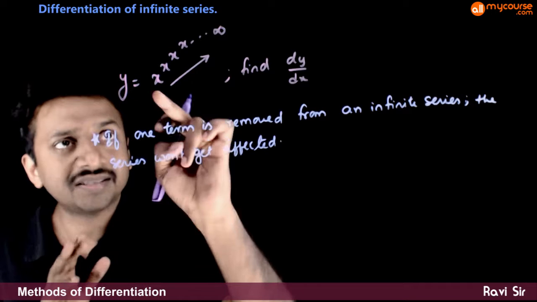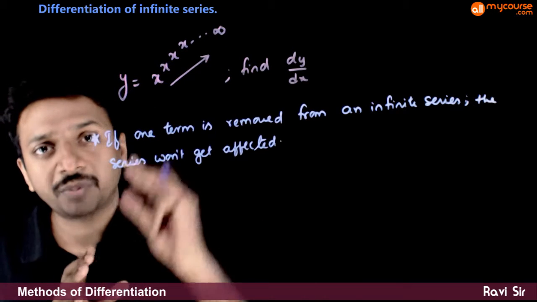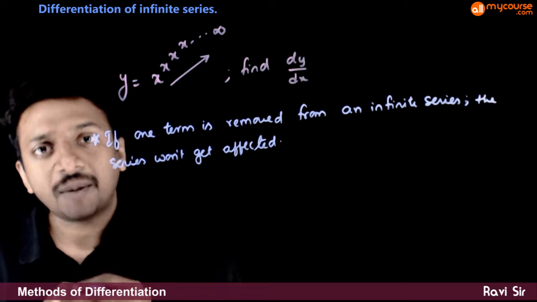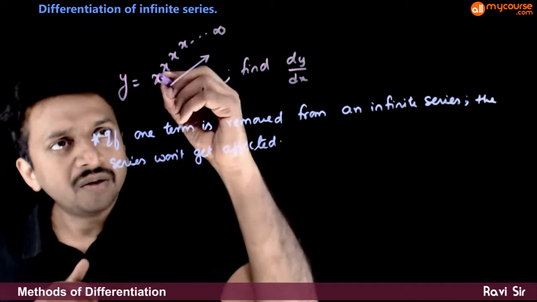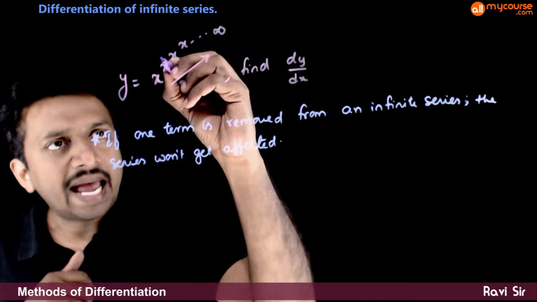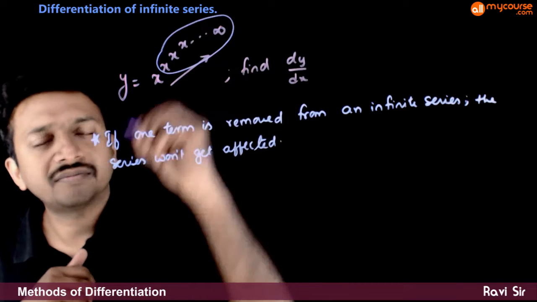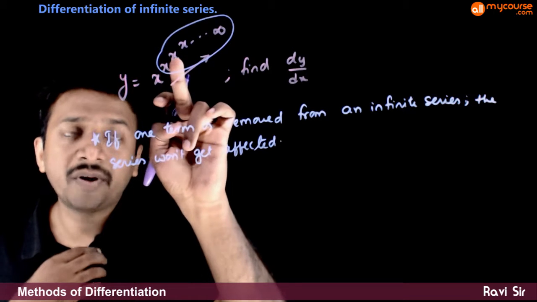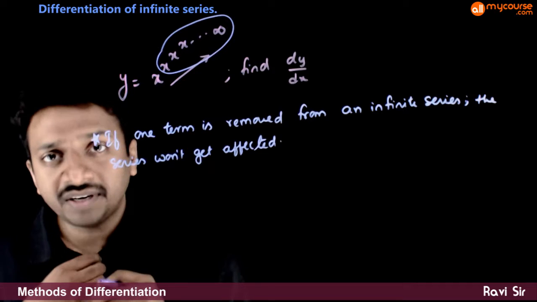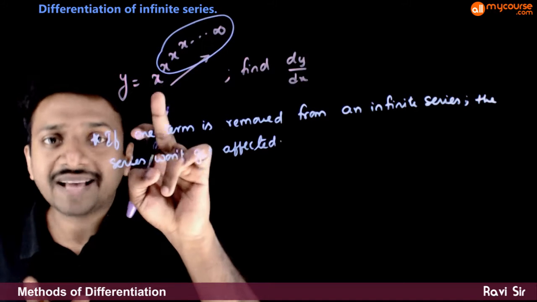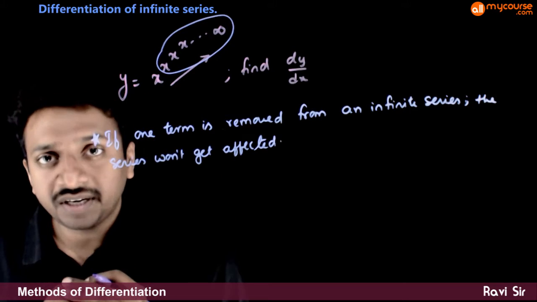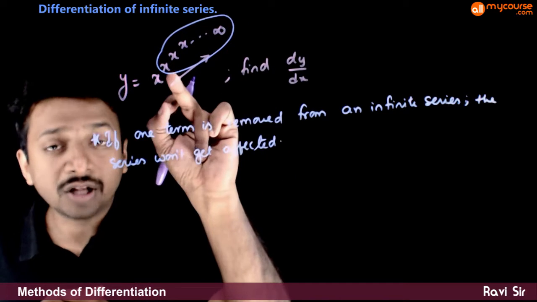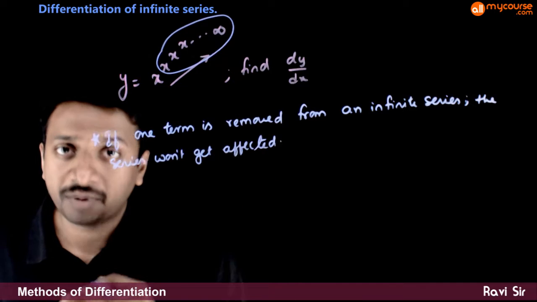So what we do is, it is x power x power x power x so on up to infinity. This power x is continuing up to infinity. So what we do is, we take out one x and we consider this. So if you read this, what is this? This is also x power x power x power x so on up to infinity. So initial y is x power x power x power so on up to infinity. The expression inside the circle is also x power x power x power x so on up to infinity.